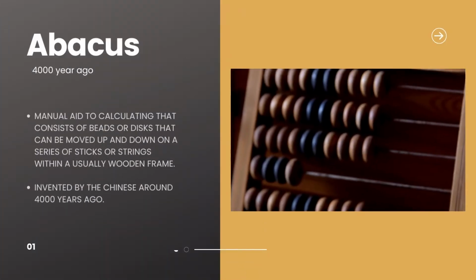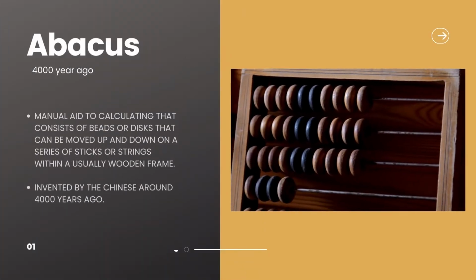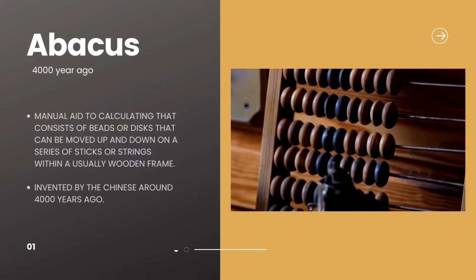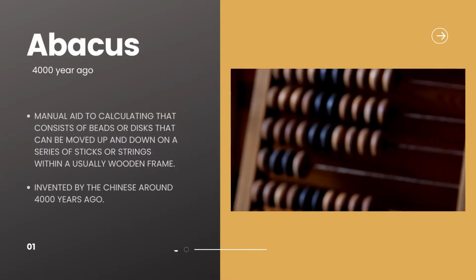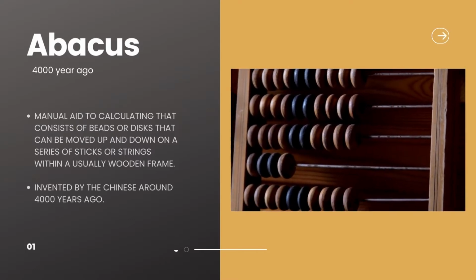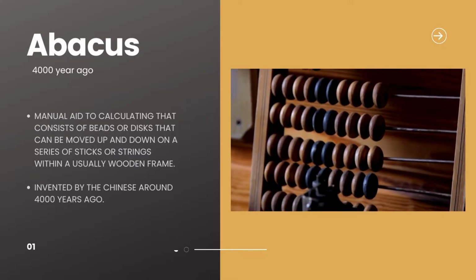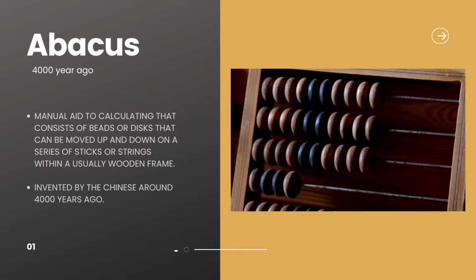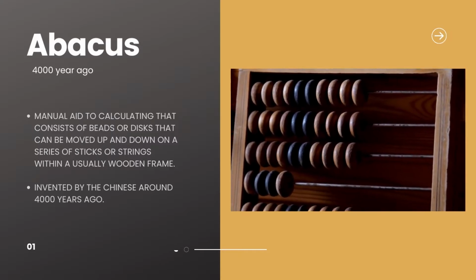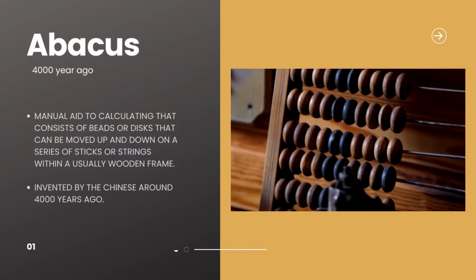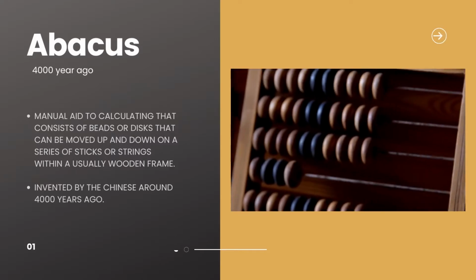So the first one is the abacus. The abacus was the first calculating device, invented about 4,000 years ago by the Chinese, and it is divided into two parts, one small and the other big. It's the first manual calculating device invented to count large numbers. This device was used for simple calculations like addition and subtraction, carried out by moving the beads according to certain rules. This helped to teach counting to young children.